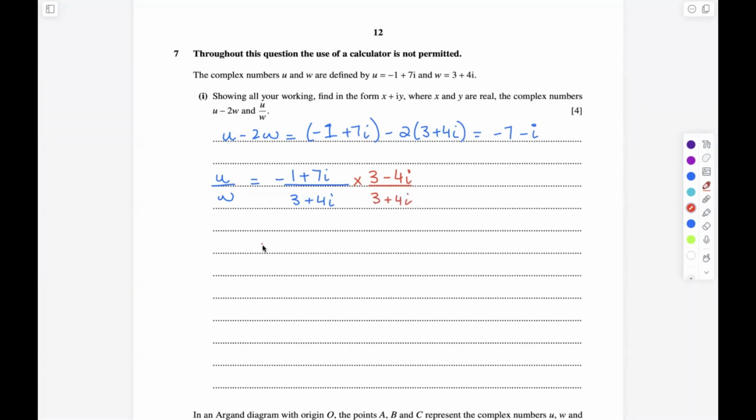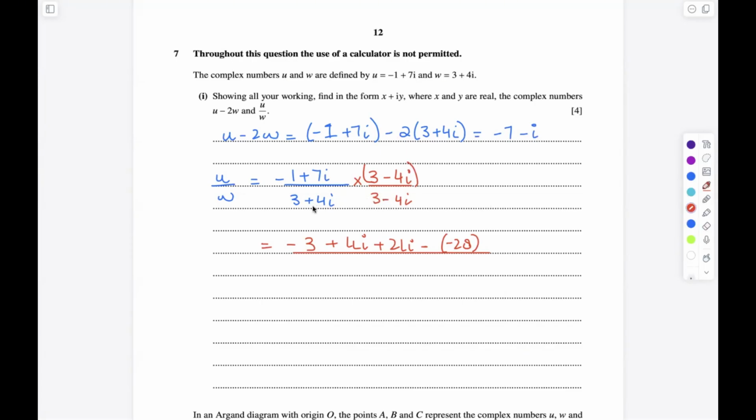Simplifying the numerator, we get -1 times 3, that is -3, plus 4i. 7i times 3 is 21i. And 7i times -4i gives -28 i squared, and i squared is -1, so that will become plus 28. In the denominator, we have (3 + 4i) times (3 - 4i).